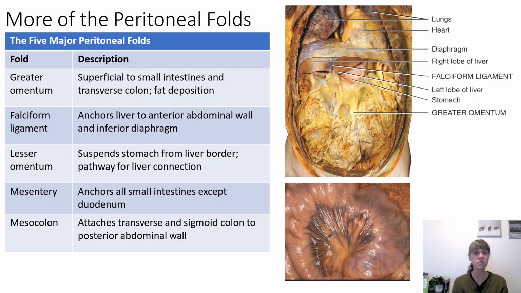There are additional folds of the peritoneum, including the falciform ligament, which helps to anchor the liver to the anterior abdominal wall and inferior diaphragm. The mesentery, as I mentioned before, but I want to point this out because there's a really nice picture on the slide at the bottom, anchors all the small intestines except for the duodenum. And then there's the mesocolon, which attaches the transverse and sigmoid colon to the posterior abdominal wall.